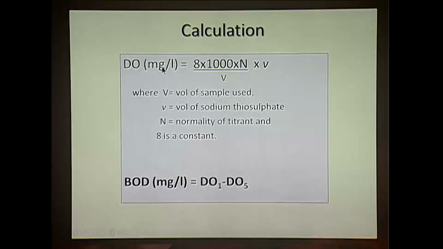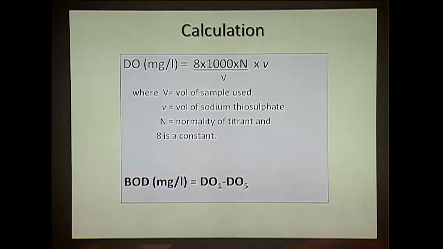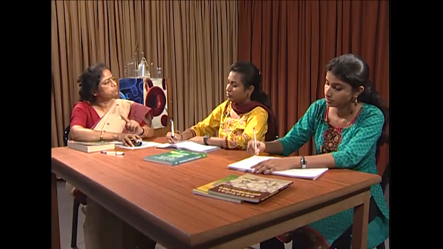DO in mg per liter is calculated with this formula, where 8 is a constant, 1000 is used because we are finding it in 1 liter, N is the normality of the titrant, and this small v is the volume of thiosulfate that is required. And this capital V is the volume of sample that has been used for the titration in each test. So in this way, we find out the amount of dissolved oxygen in milligrams per liter.